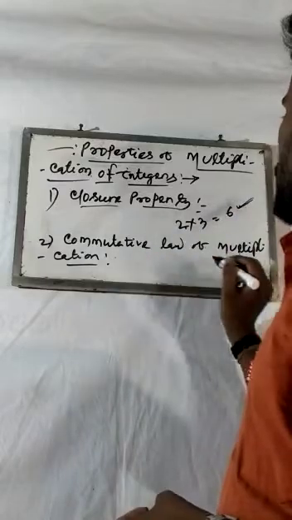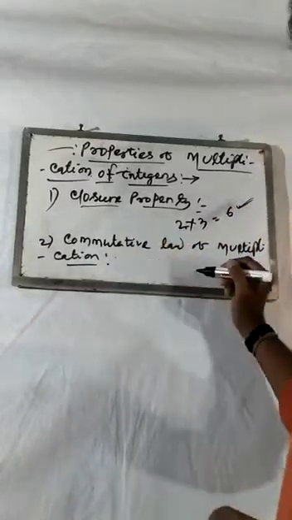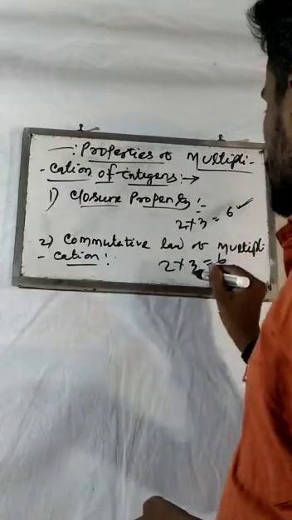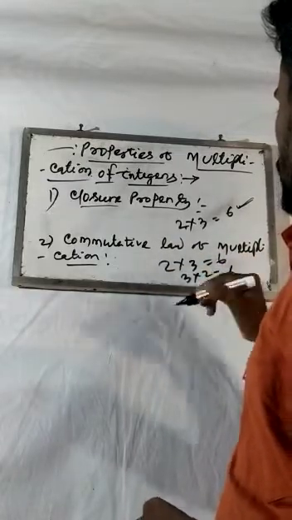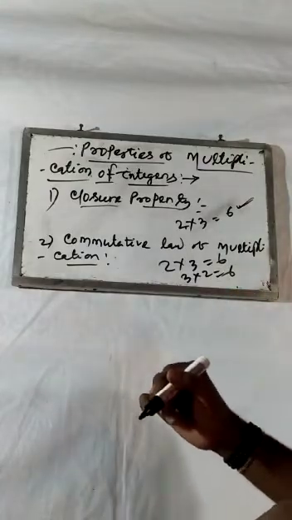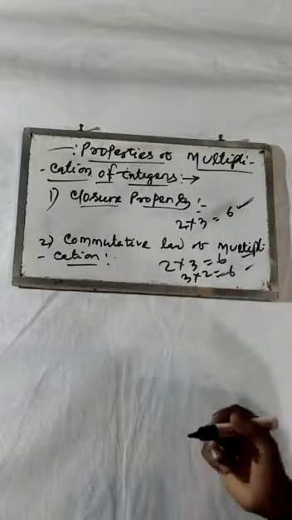Next, the commutative law of multiplication. What is the commutative law of multiplication? Now 2 into 3 equals 6 and 3 into 2 equals 6. It means we can change the position of the numbers, and the result will be the same.